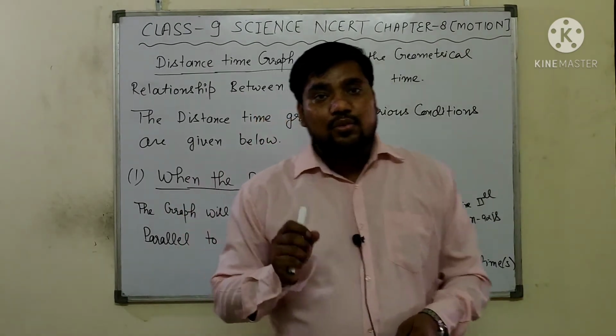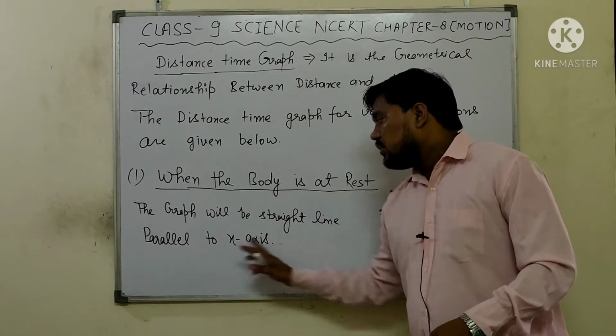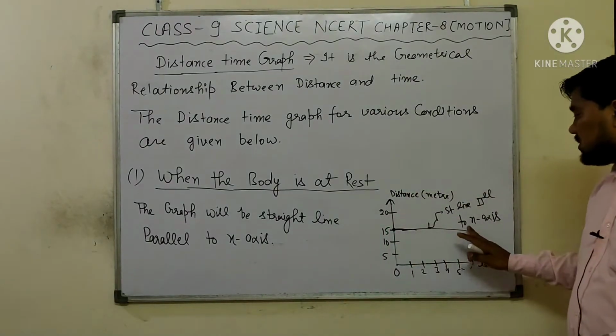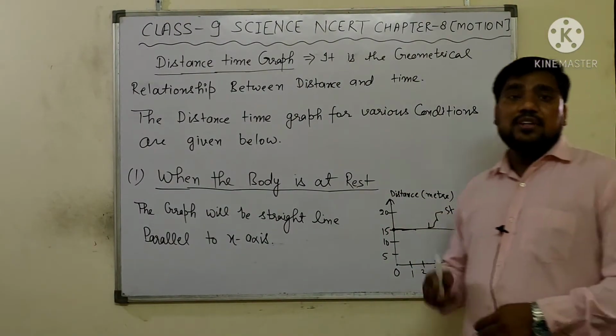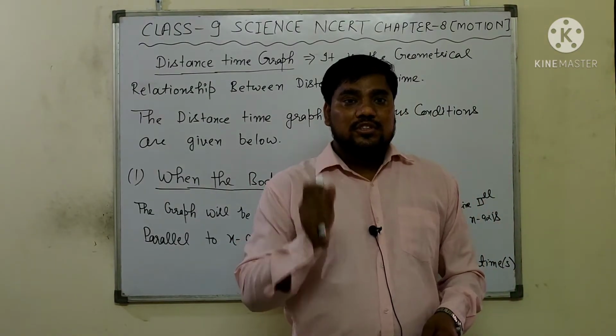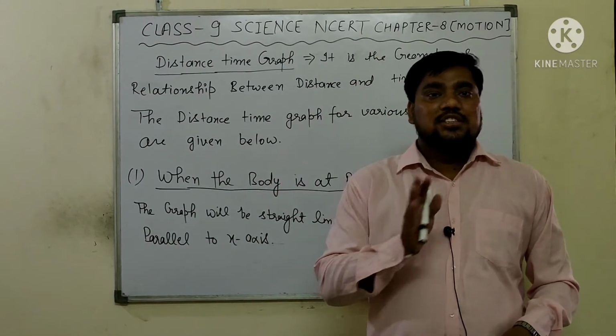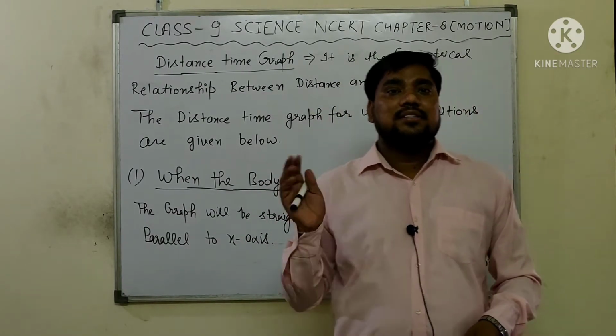And how does the graph look? Very simple. The graph will be a straight line parallel to the x axis. This is the line which is just parallel to the x axis. So you can easily say, if we are plotting a graph of a body which is at rest, then the graph obtained will be parallel to the x axis.